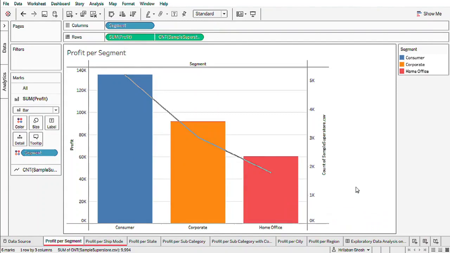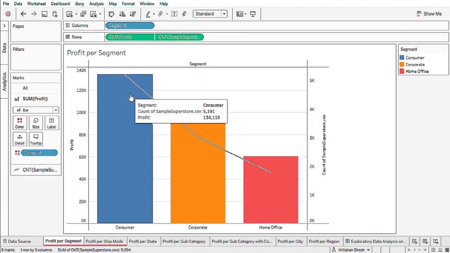But is this enough to be of statistical significance? Like, can I deduce from this that I need to invest more in home office, publicize it more, or maybe analyze why home office is making the least profit? No, we need to look at how many superstores have contributed to these segments. And that is why we have brought up this line, which is the count of superstores.